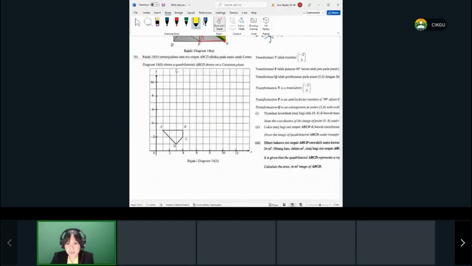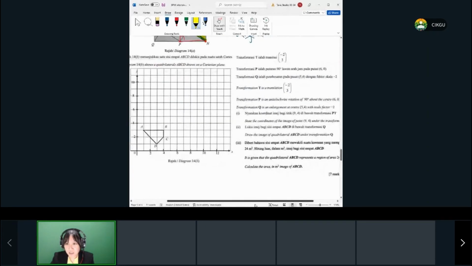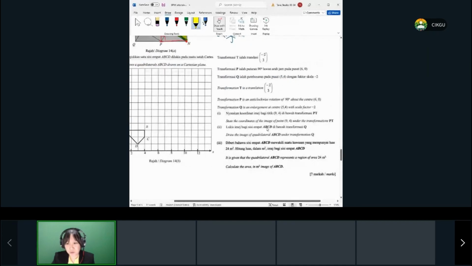Okay, this one. What is this? I think this one is quite straightforward also. Let's do it very quickly. T is a translation. P is an anti-clockwise rotation at this center. Q is an enlargement at this center. Guys, look here.